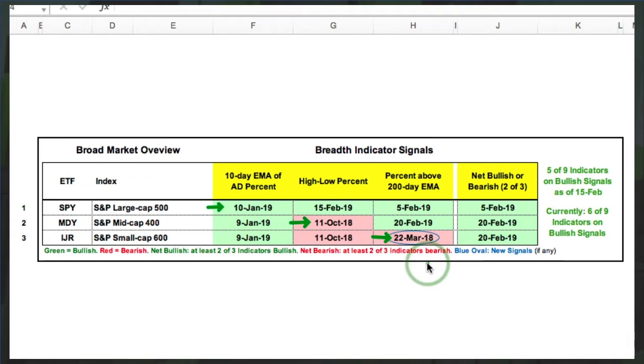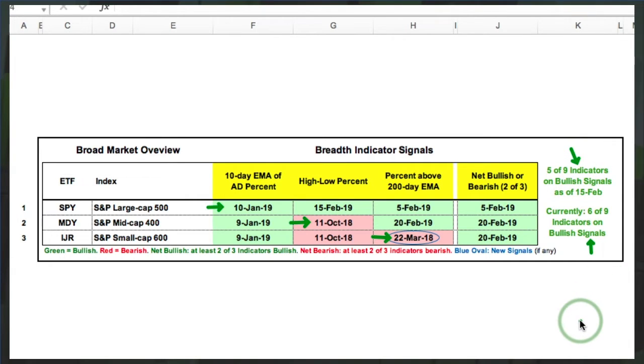Now, this is obviously pre-recorded when you're watching it, but the idea of this video is to show you how I use these breadth indicators so you can understand them and use them yourself and even tweak them if you would like. So currently, 6 of the 9 indicators are on bullish signals, so that's 2/3. So you can see the market is not strong throughout because 1/3 are on bearish signals right now. And the net has been bullish. 5 of 9 indicators have been bullish since mid-February.